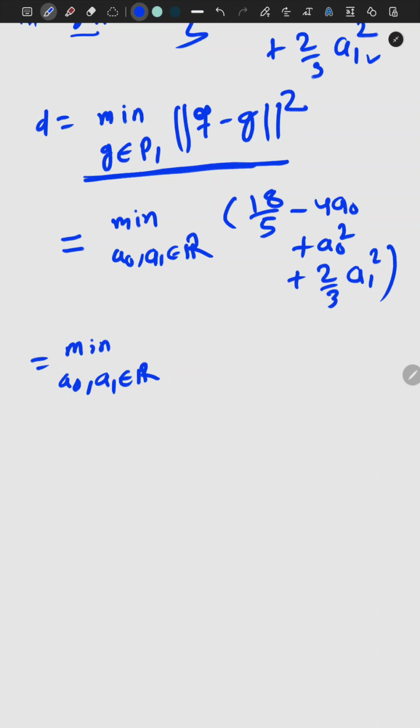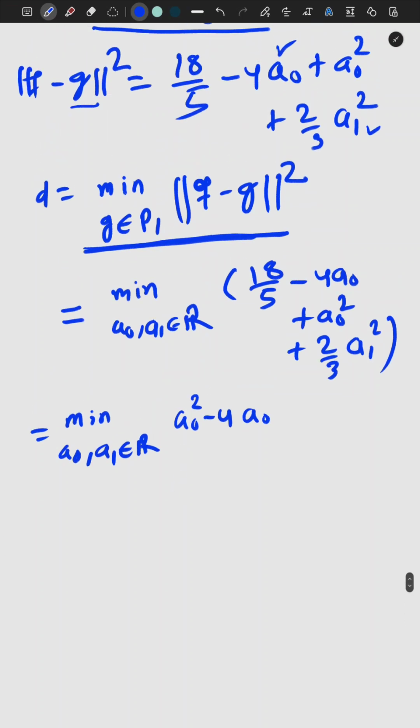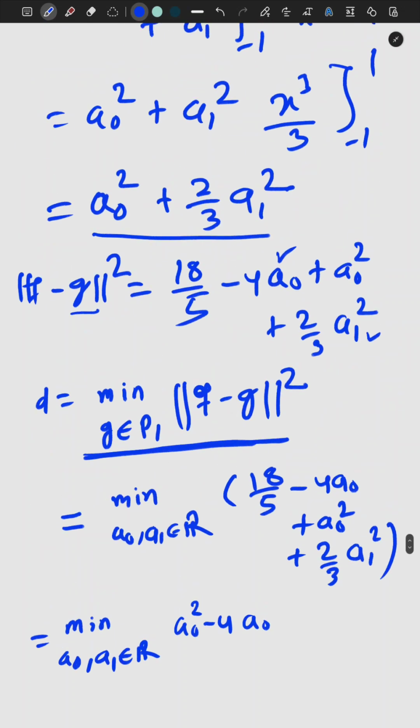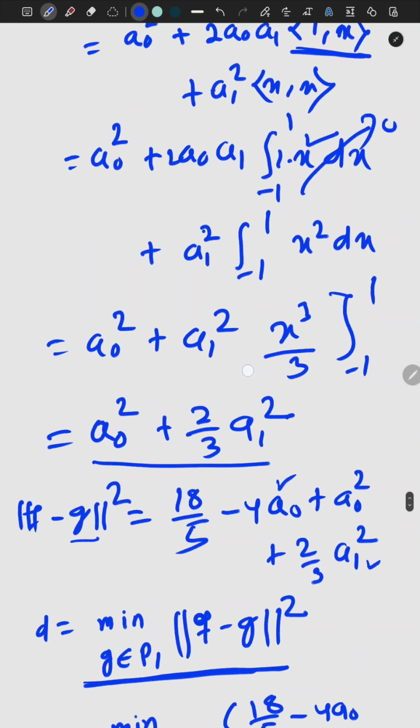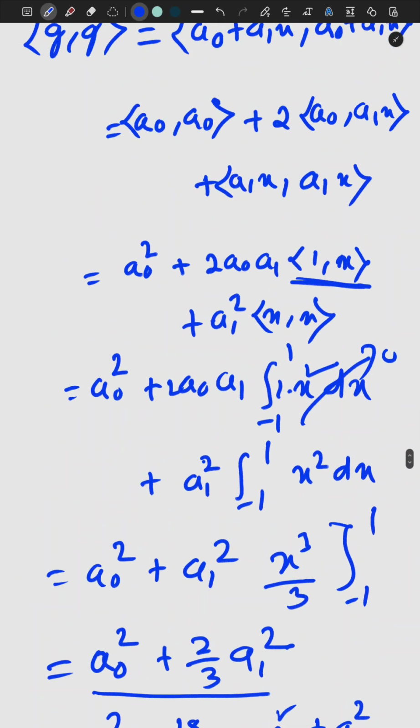If we write it in a simplified way, it gives a0 square minus 4 times a0. Wait, I think I have made some mistake. Let me check, because here it is coming a0 square. Maybe I have made some mistake. a0 square. Okay, let me check.